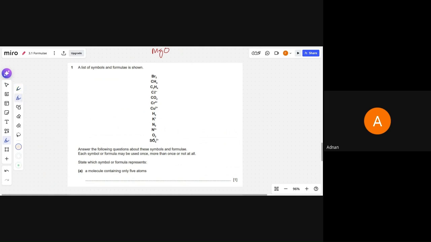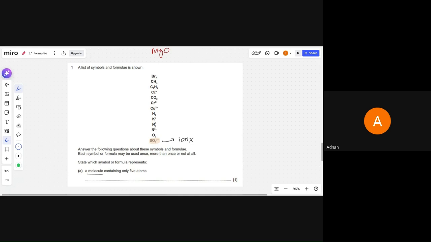You may think that this will be the answer because 1 sulfur and 4 oxygens, but no, this question is talking about a molecule, right? And that's an ion. So this cannot be the answer. So that's an ion, and we have to write a neutral molecule containing only 5 atoms.